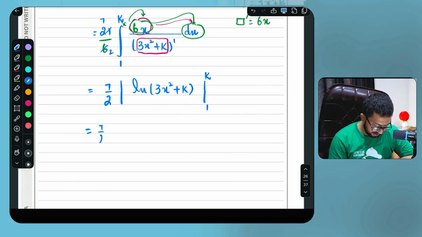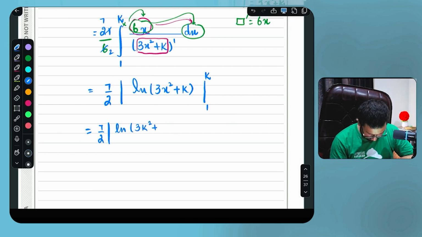So let's apply the upper limit and lower limit. Upper limit minus lower limit.